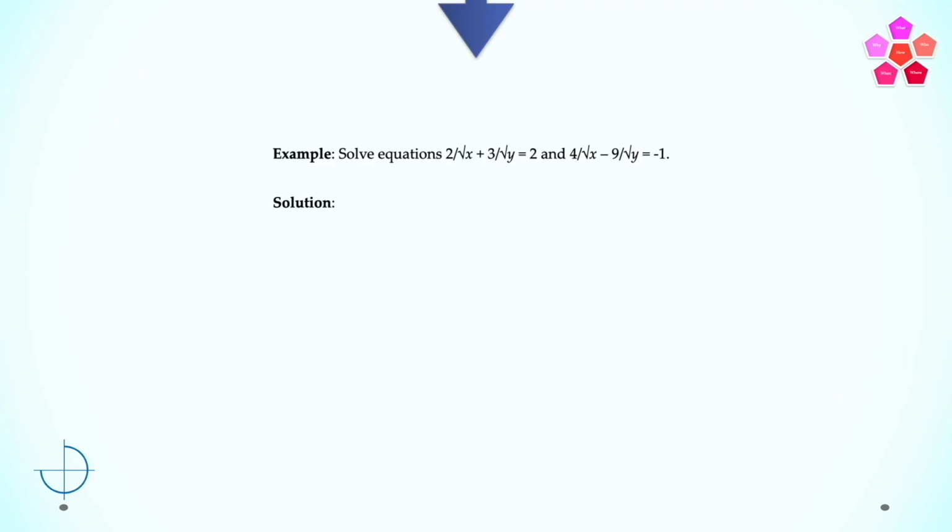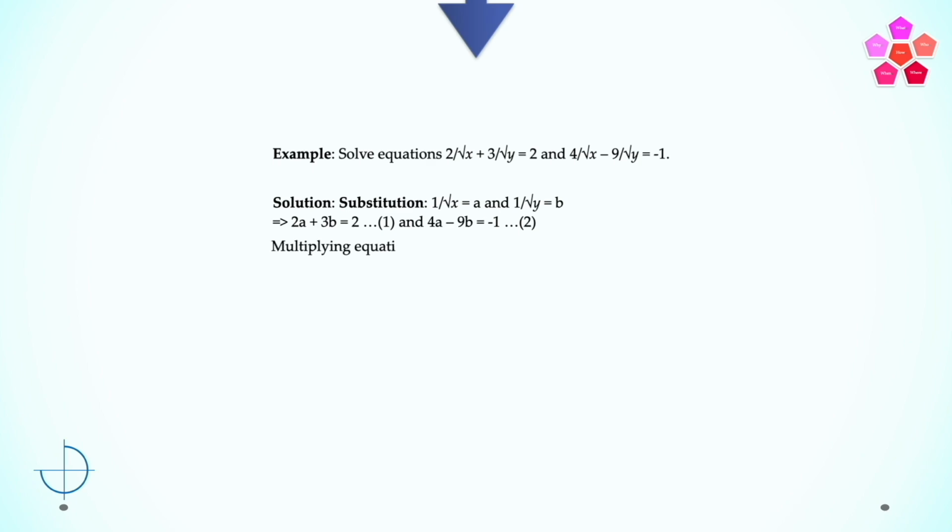So again, we start the solution with the substitution. 1 divided by root x is equal to a and 1 divided by root y is equal to b. Now the equation again becomes pretty simple. 2a plus 3b is equal to 2, which forms our equation 1, and 4a minus 9b is equal to minus 1, which forms our equation 2.